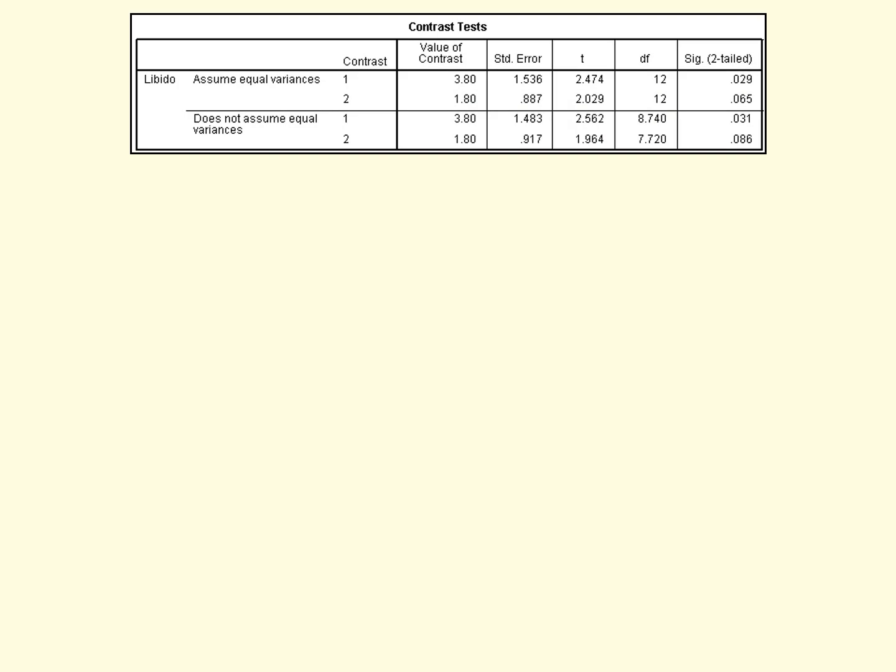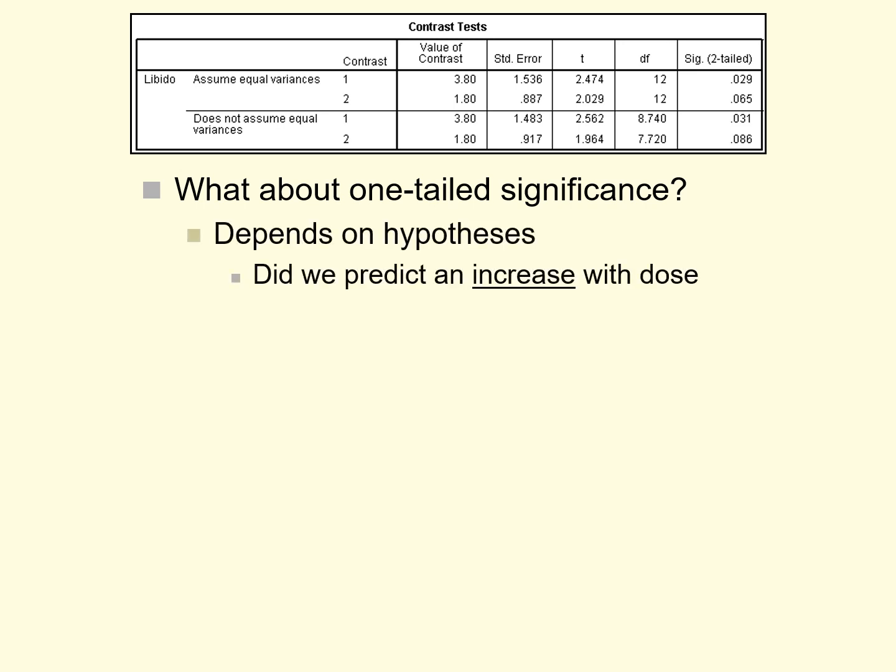You might be wondering at this point, what about one-tailed tests of significance? So far, we've been just looking at two-tailed tests of significance. Of course, this depends on our hypotheses. If we hypothesized that our outcome variable libido would increase with these different doses of the drug, and it's reasonable that we might have made that hypothesis given our understanding of how this drug works, then we might feel justified in doing one-tailed tests of significance rather than two-tailed tests of significance.